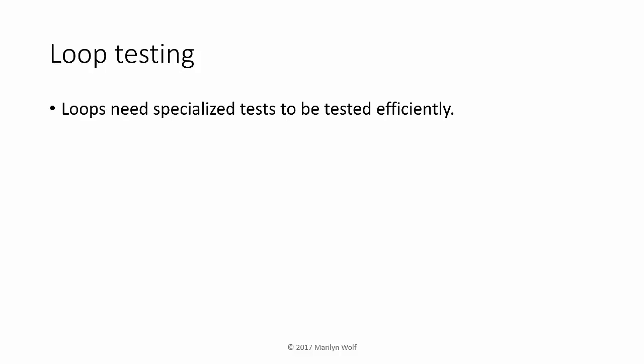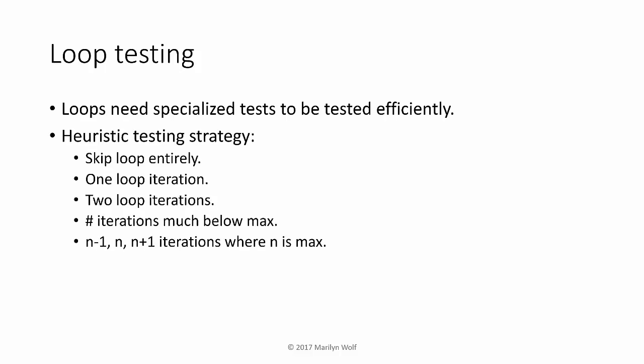Loops are very common in programs, and a lot of heuristics have been developed to test loops. So let's say we have a loop that can be executed a different number of times. One heuristic would be to test it several times: skip the loop entirely, execute the loop once, execute it twice, execute it some number of iterations that's in the middle of its range, and then execute it n-1 times, n times, and n plus 1 times, where n is the maximum number of times we can execute it. That way we haven't executed every possible value of loop iterations, but we've exercised different representative values.